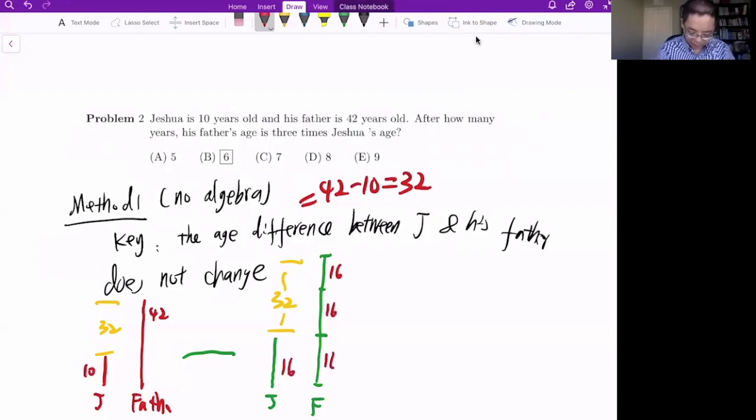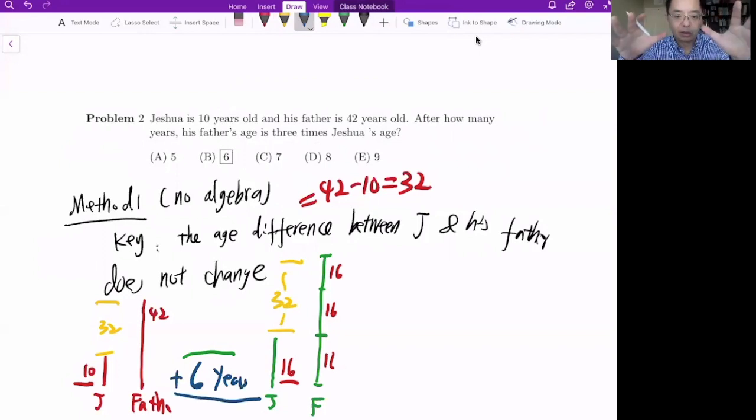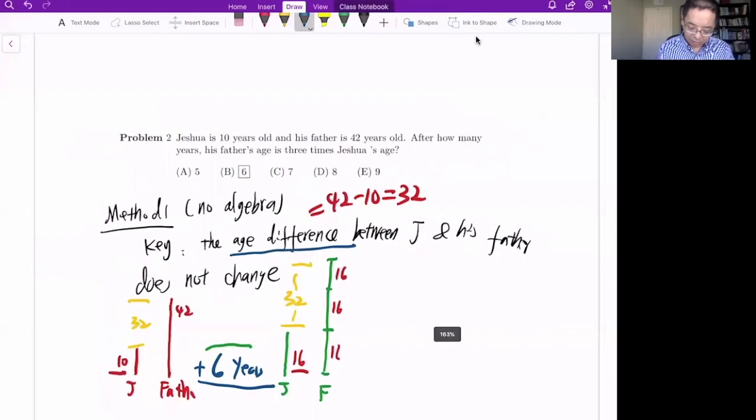So then we know it goes from 10 to 16. So it's 6 years, after 6 years. Here we don't use any algebra. The key is that the age difference does not change. Okay, so this is method 1.